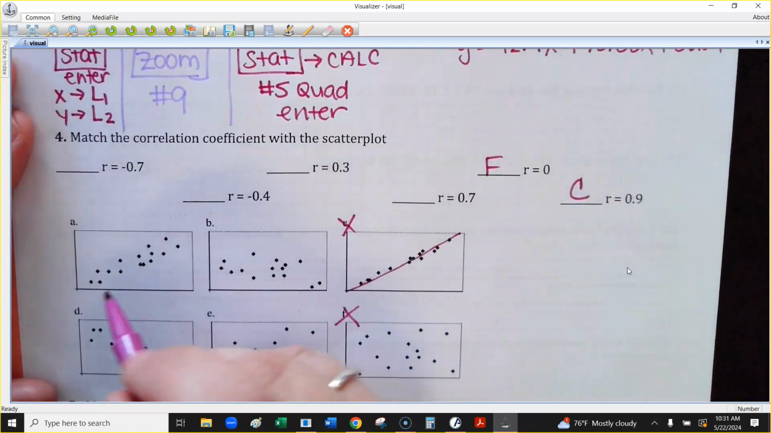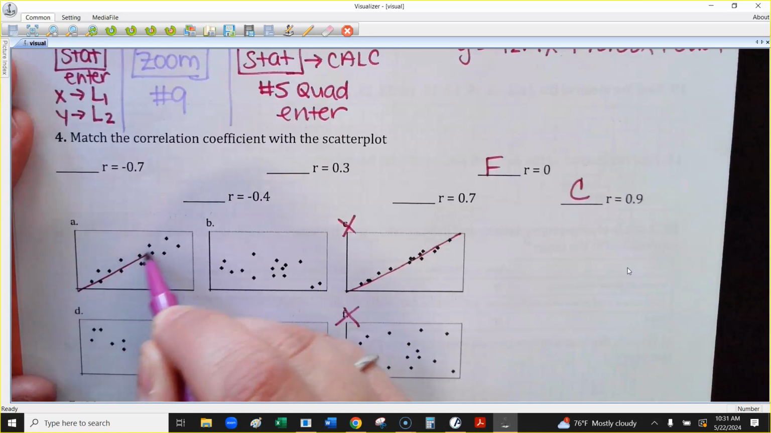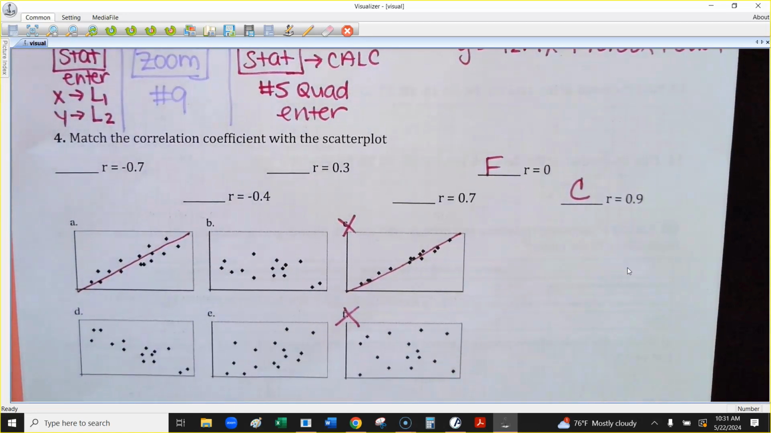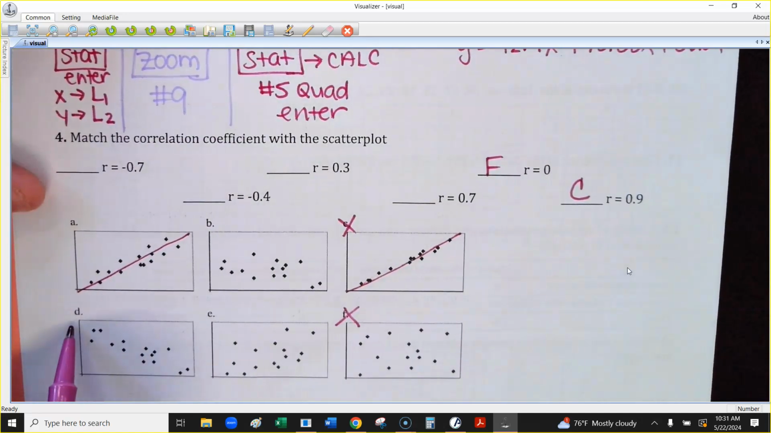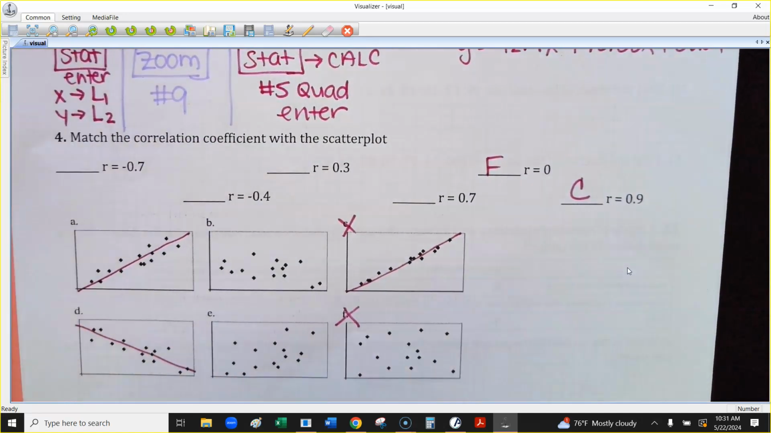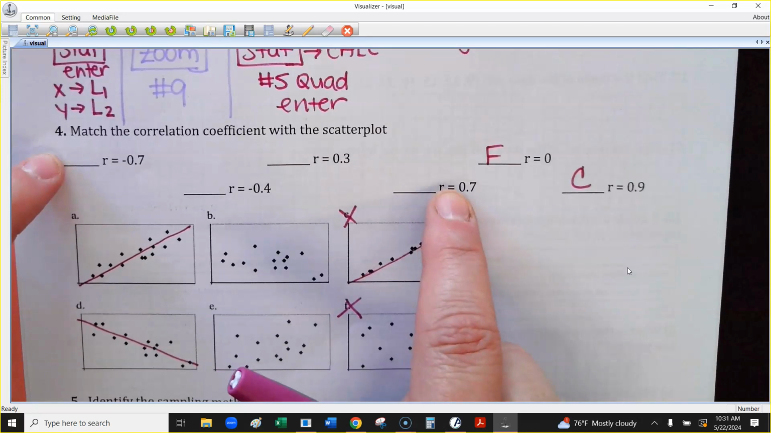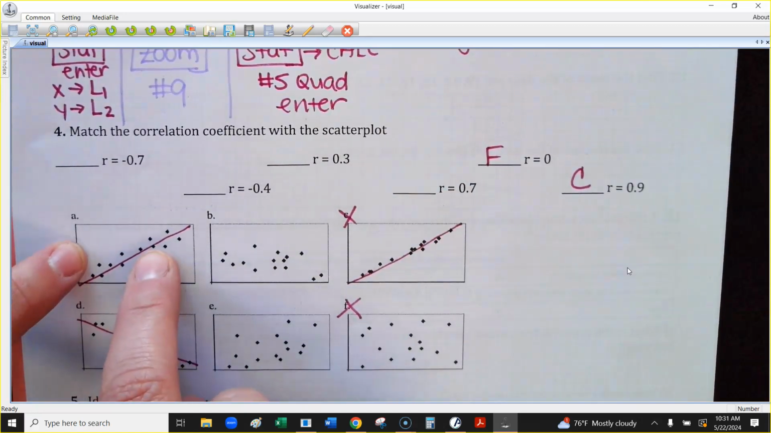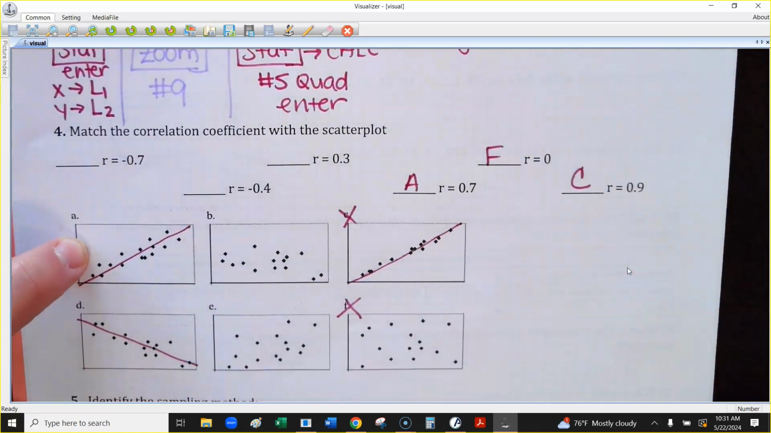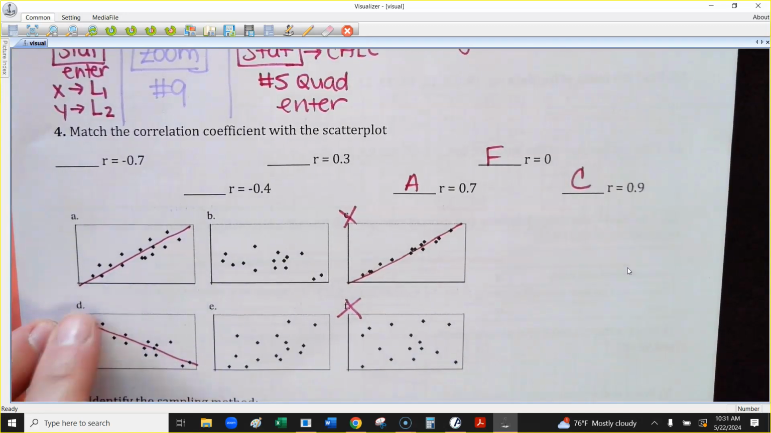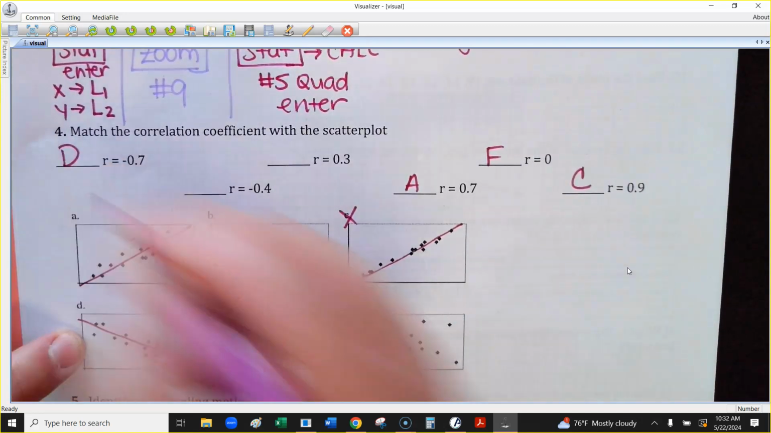Okay, now these other ones are a little bit more loose. So this first one, that would trend as a positive slope, so I'm looking for a positive R value. This one underneath it looks pretty similar, but it's got a negative trend to it, so it'd be a negative slope. Those are decently close together, but they're not as close together as this first one. So I think these two are going to go with the 0.7s. The one with the positive slope is going to go with the positive R value. The one with the negative slope going down from left to right is going to go with the negative value.